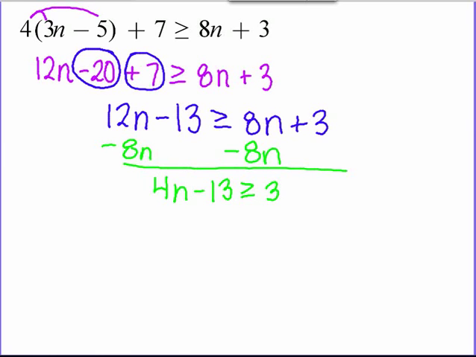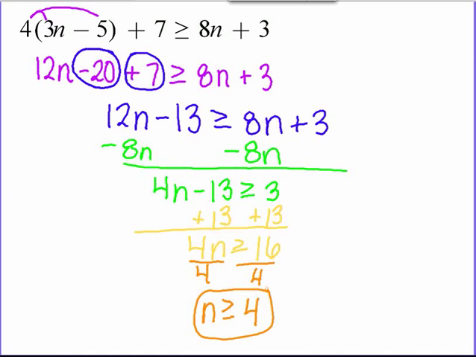What should I do now? Add 13. So I should get 4n is greater than or equal to what? 16. And then what do I do now? Divide by 4. So n is greater than or equal to 4. So this is very similar to equations, just using an inequality sign.